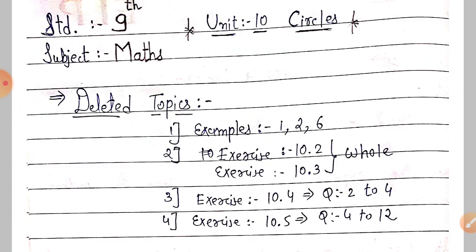First of all, write down the deleted topics, which are not considered in your exams for this year. Example numbers 1, 2, and 6, and the whole of exercises 10.2 and 10.3. Then in exercise 10.4, questions 2 to 4, and in exercise 10.5, questions 4 to 12. These topics are deleted for this year. So let's start the chapter.